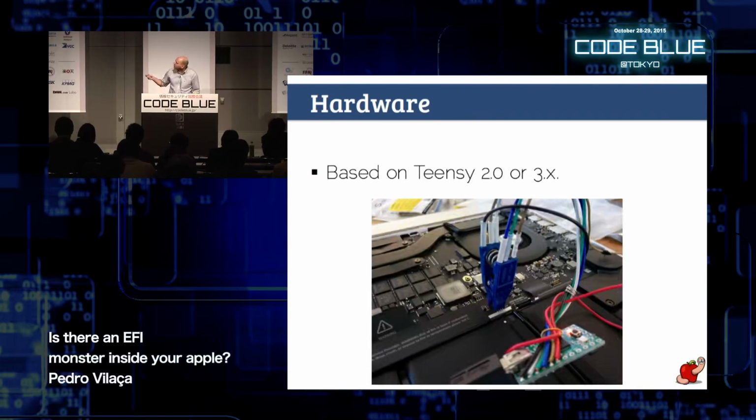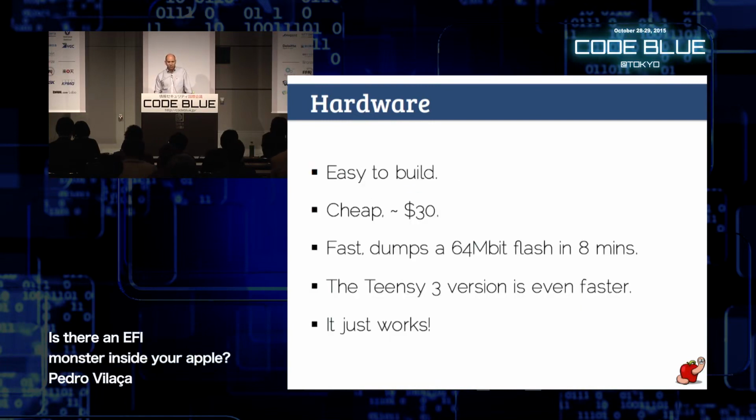His flasher is based on the Teensy 2.0 and 3.0. He has two versions. Both work well. As you can see, it's very simple. This is the Teensy board, and this is the chip. He uses a test clip to connect to the chip. This is the easiest way because you don't need to connect every probe. It's very cheap to build. It costs you like $30. If you buy a Chinese clone, it's even cheaper. Doesn't matter much. It's very simple, so you can be okay with a clone. Its biggest advantage is that it dumps the whole contents in 8 megabits.